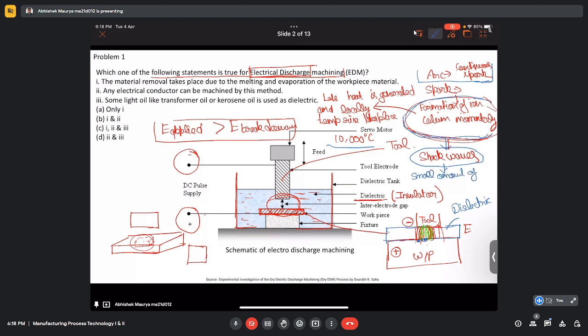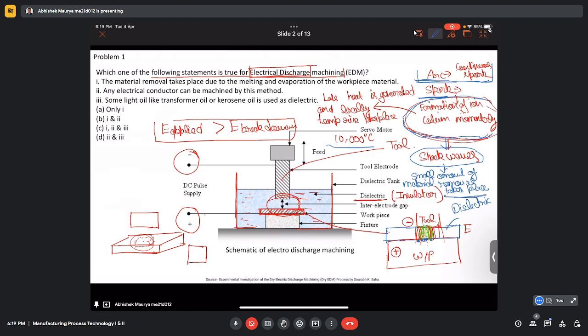A small amount of material removal takes place. So if this spark does not go out, then shock waves would not have been produced. In order to produce shock waves, we need a spark rather than arc. So that was our aim. We want to remove material in a very localized region, in a very controlled manner. That we are going to do in electro discharge machining by using electrical discharge.